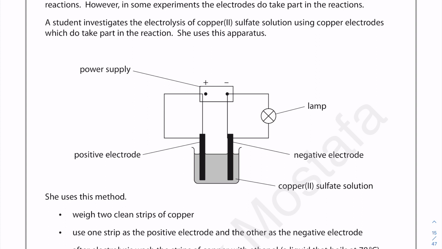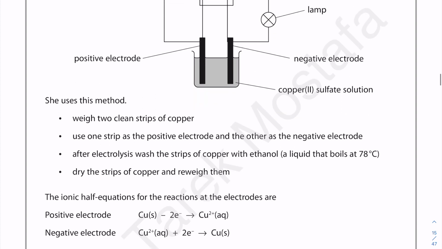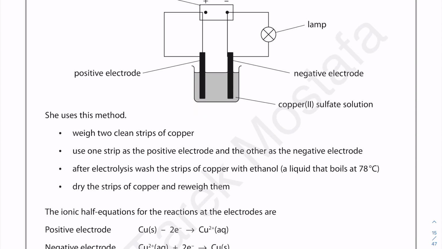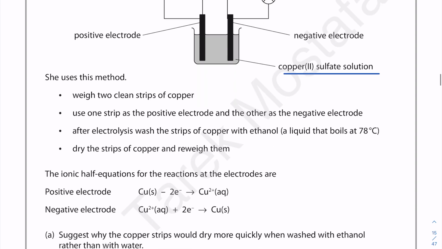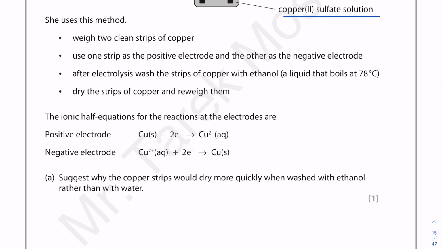A student investigated the electrolysis of copper 2 sulfate solution using copper electrodes, مش graphite, copper, which do take part in the reaction, يعني active electrodes. She used this apparatus. وراح مدي الapparatus اللي هو copper sulfate solution وفي 2 copper electrodes negative positive connected على power supply وفي lamp. She used this method.